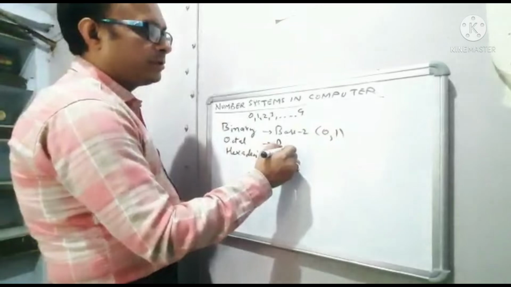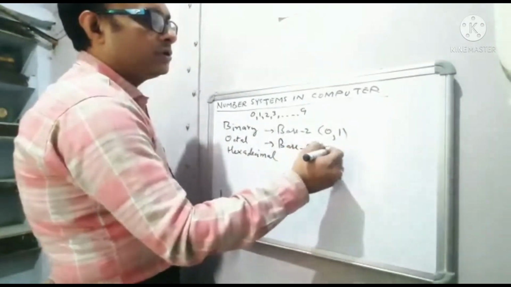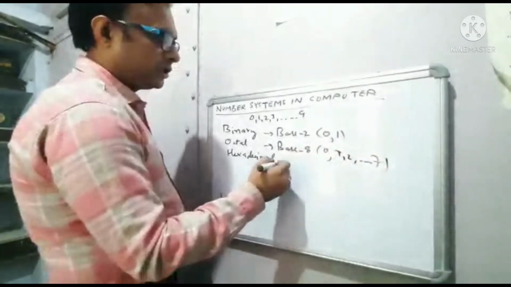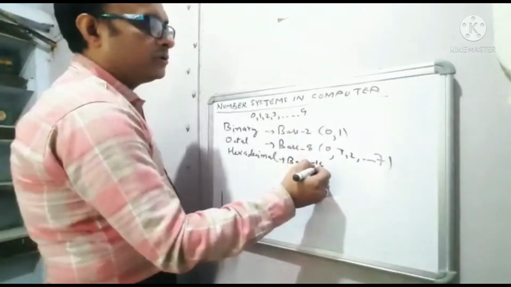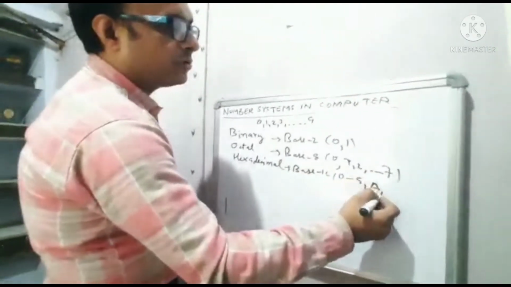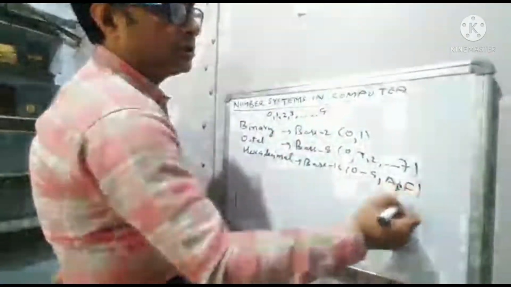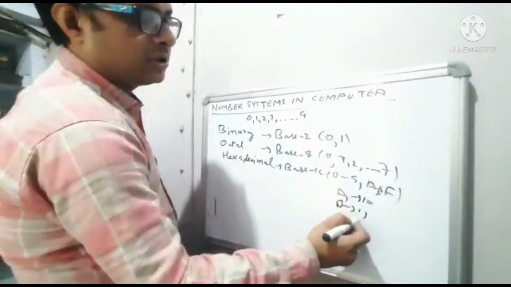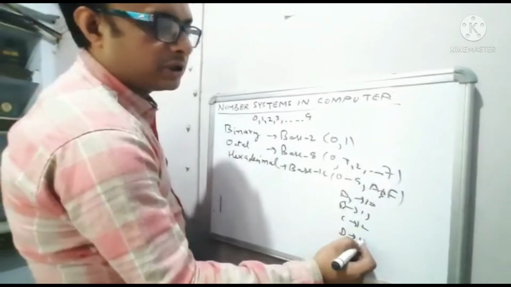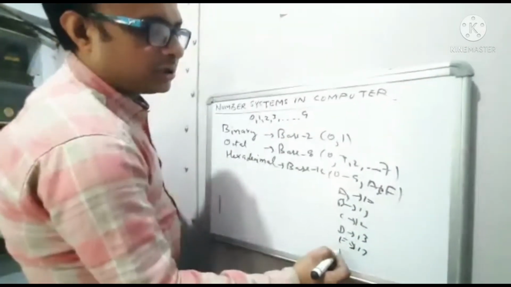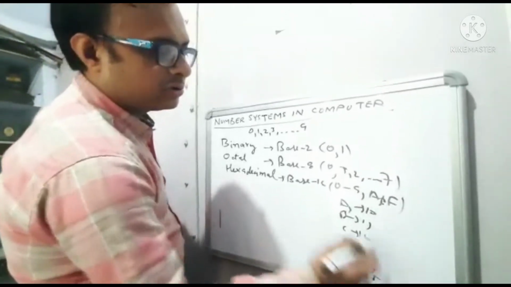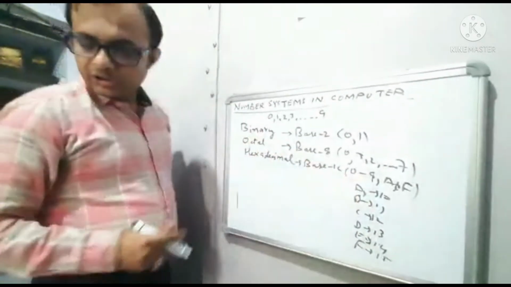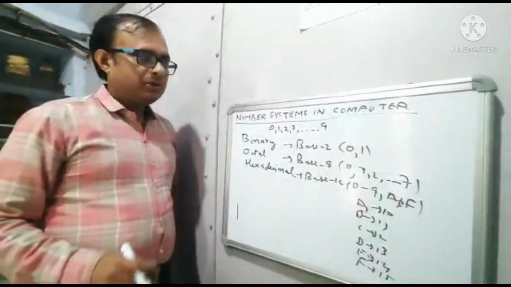Similarly, octal is a base 8 system which consists of 8 digits from 0, 1 up to 7. And hexadecimal is a base 16 system which contains digits from 0 to 9 and then symbols from A to F, A representing 10, B representing 11, C representing 12, D representing 13, E representing 14, and F representing 15. So this is a base 16 system, from 0 to 9 and then A to F. These are the number systems that are used in computers.